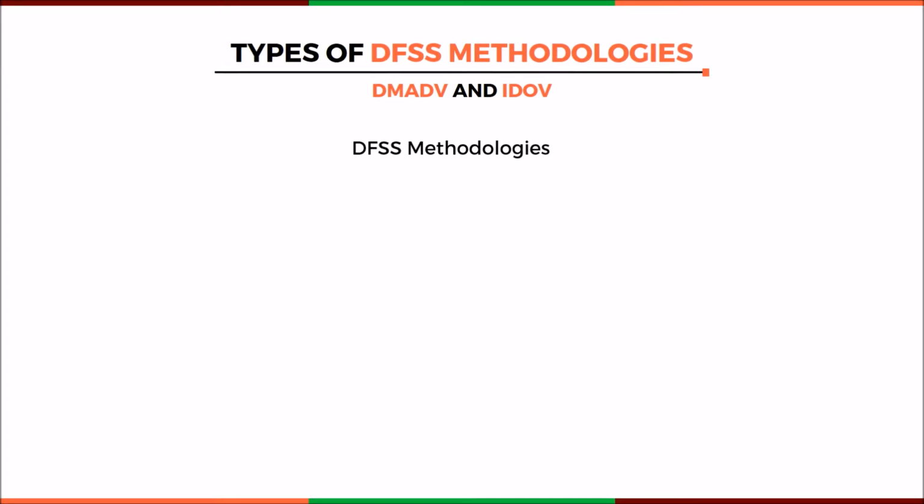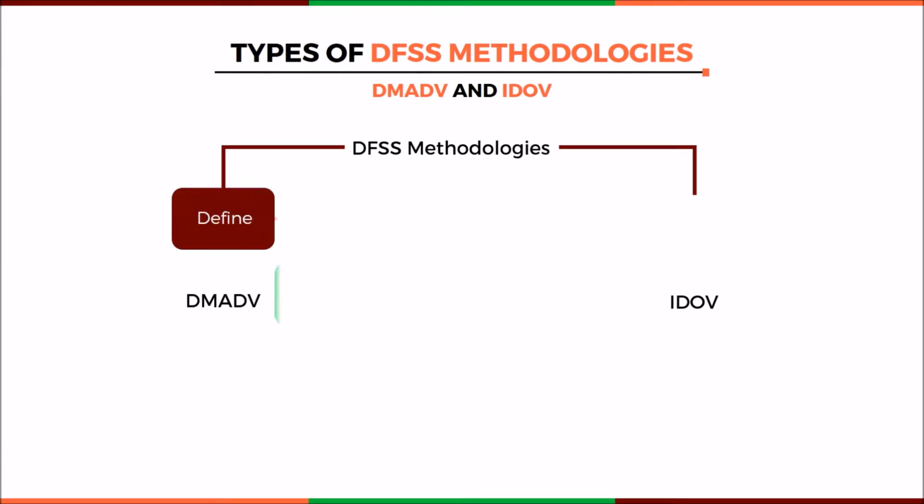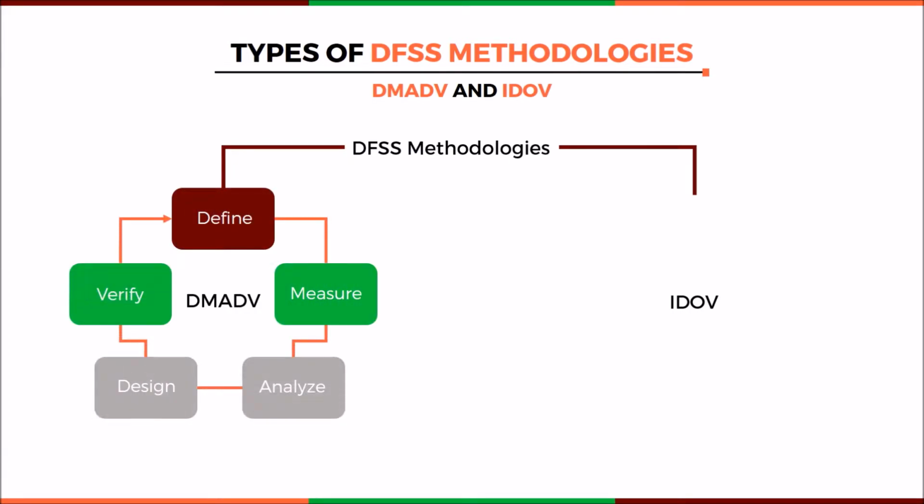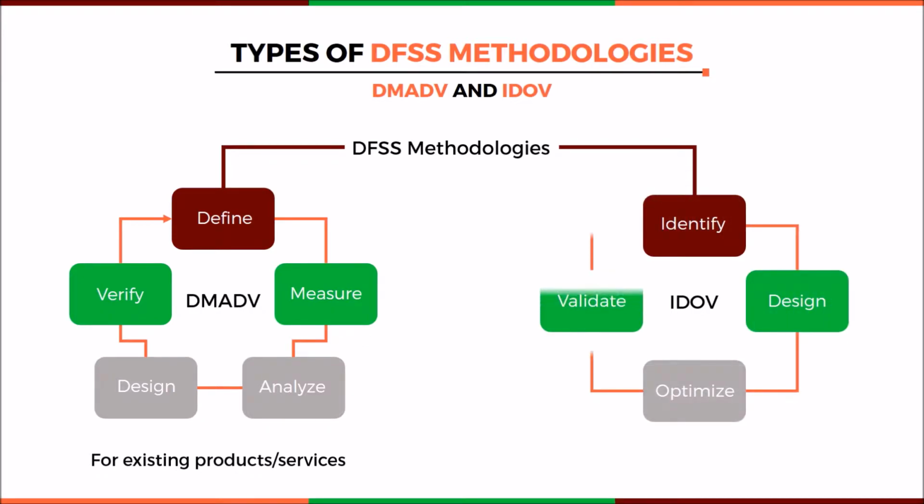There are two popular designs for DFSS methodologies, DMADV and IDOV. DMADV is an acronym for Define, Measure, Analyze, Design, and Verify. This methodology is used for an existing product or service. IDOV is an acronym for Identify, Design, Optimize, and Verify. This methodology is used for new products or services. Let's take a closer look at each methodology.